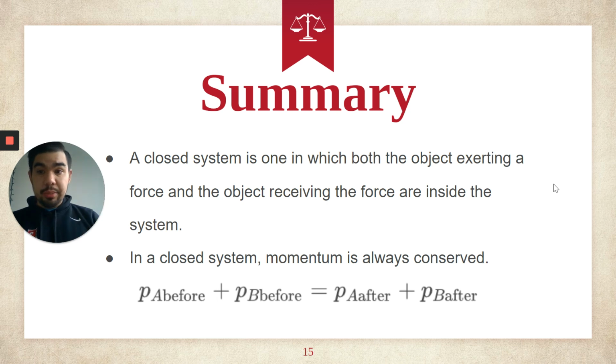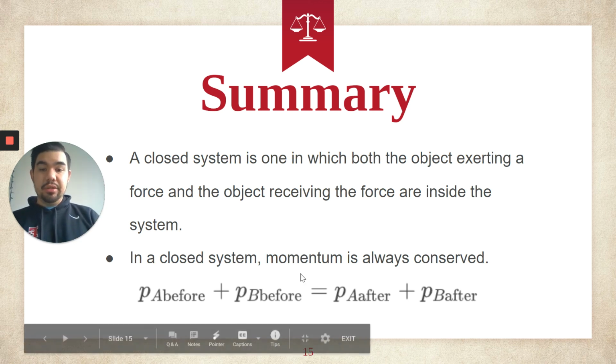Just as a quick summary, when we're talking about conservation of momentum, it's within a closed system. A closed system is one in which both the object exerting a force and the object receiving the force are within the same system. In a closed system, momentum is always conserved. We don't lose any momentum. We don't create any new momentum. The momentum before is always going to be the same as the momentum after. And that's given by this formula below.